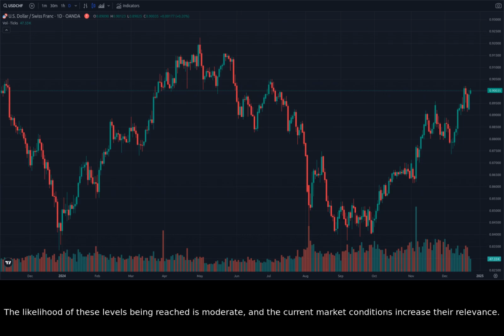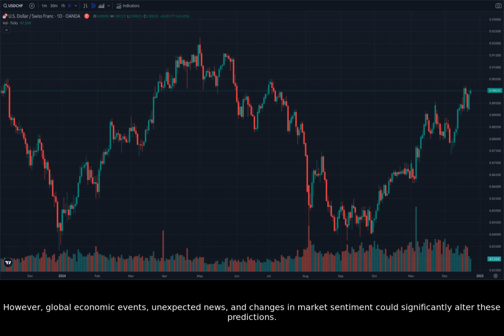The likelihood of these levels being reached is moderate, and the current market conditions increase their relevance. However, global economic events, unexpected news, and changes in market sentiment could significantly alter these predictions. Therefore, it's important to remain vigilant and monitor for any upcoming significant news or events that could impact USDCHF.